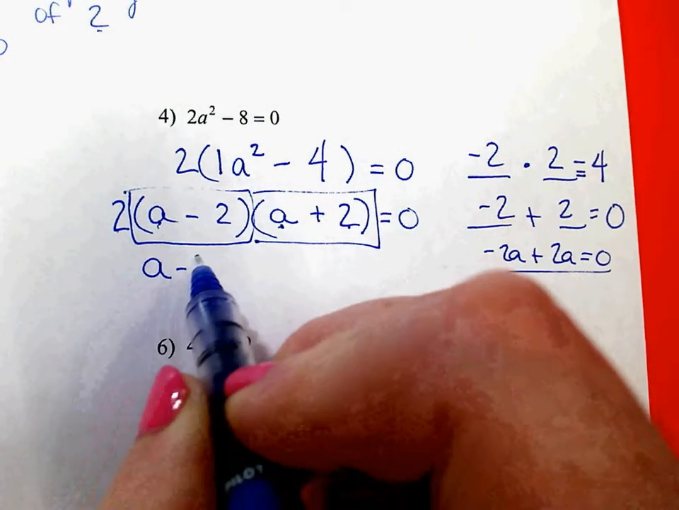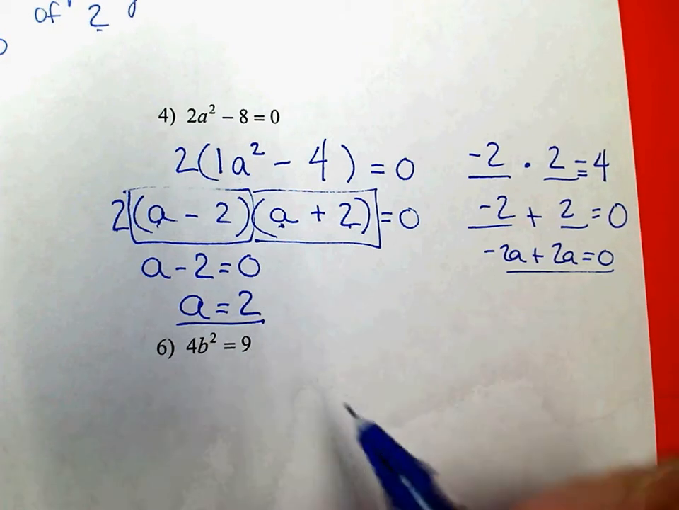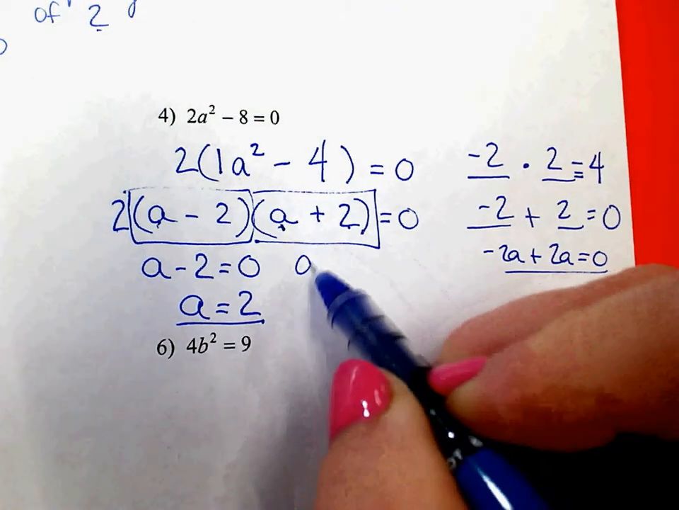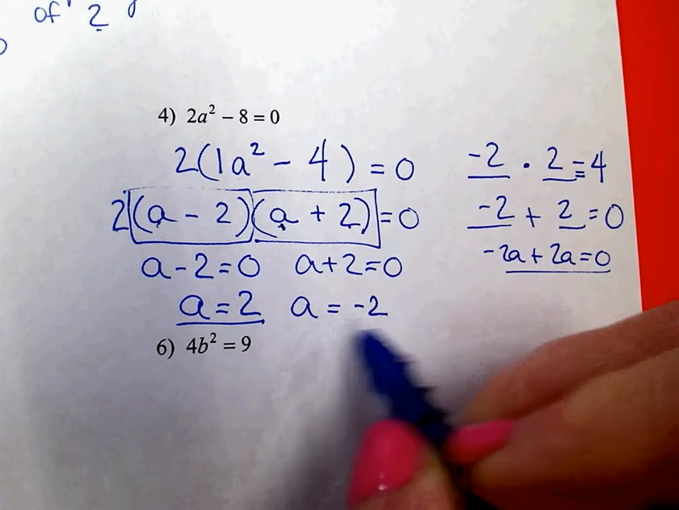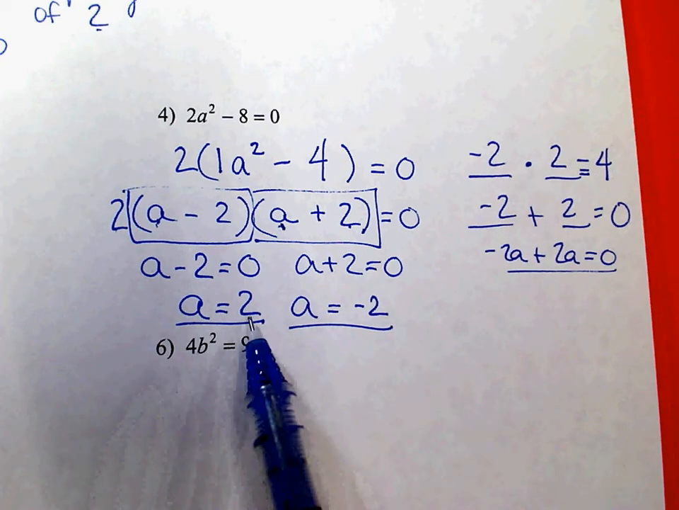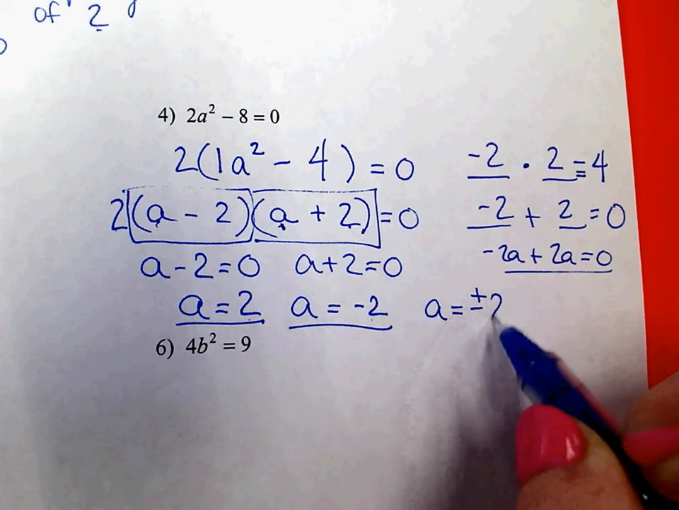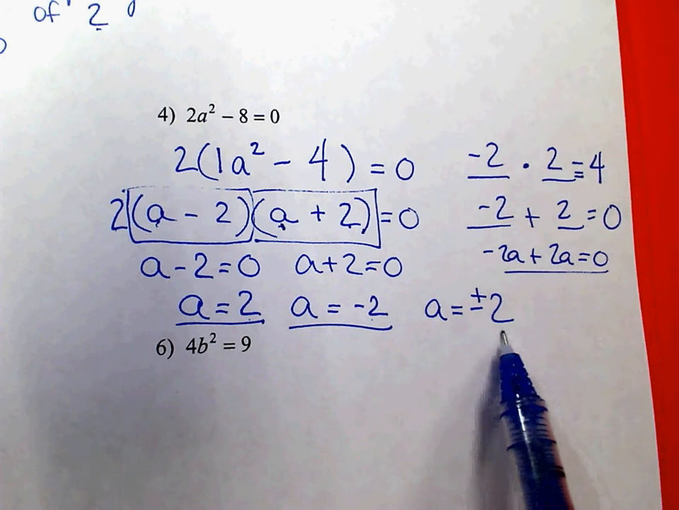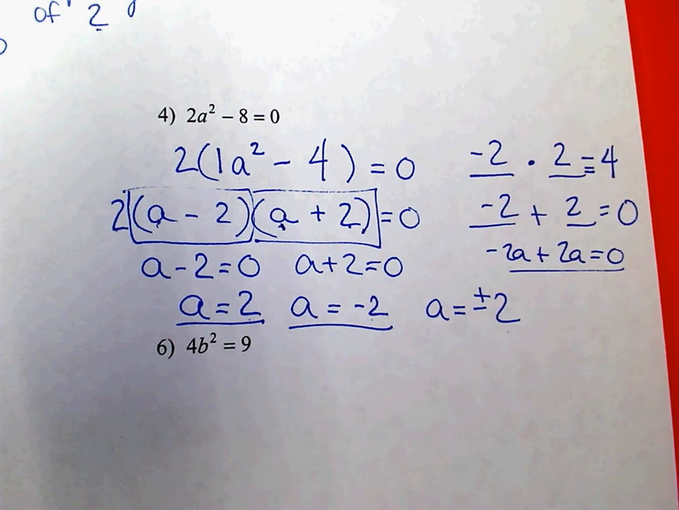If a minus 2 is 0, then your answer for a is positive 2, since 2 minus 2 makes 0. If a plus 2 were 0, then my answer would be a equals negative 2, since negative 2 plus 2 is 0. These are my two answers for a. You could write it like this, showing that it's positive or negative 2, but it doesn't matter whether you write it this way or this way. You need to try number 4 on your own paper now.